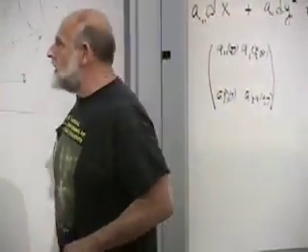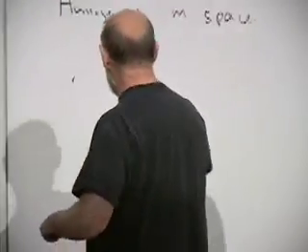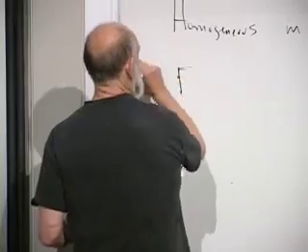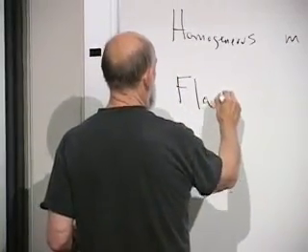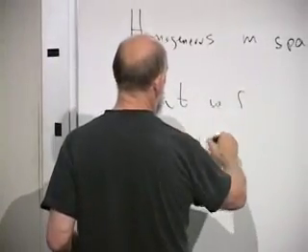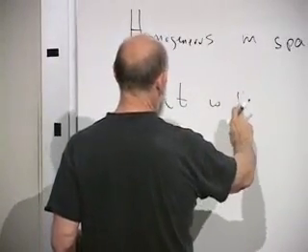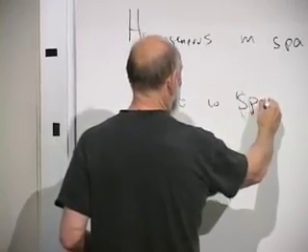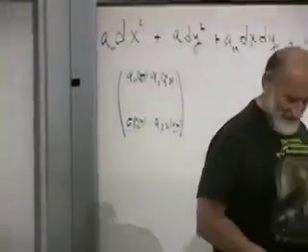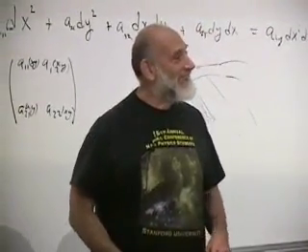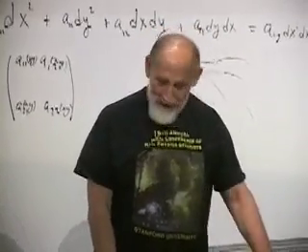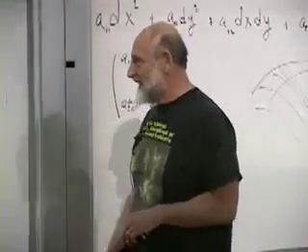All right. So the second statement: it's homogeneous, everywhere the same, but more than that, space is flat. That's not the same as space-time. Flat is space. Flat is space. Let's write it backwards. Look at it in the mirror.